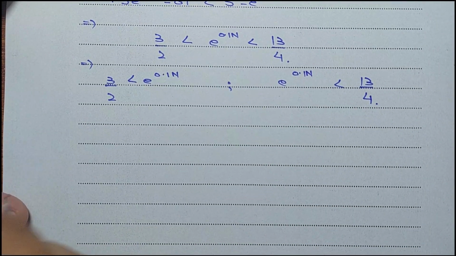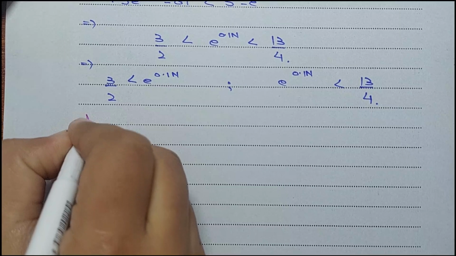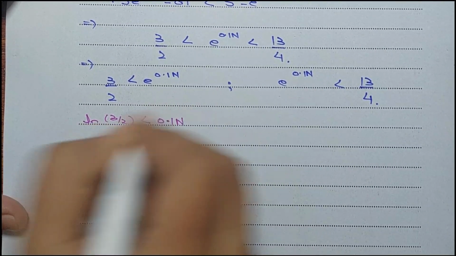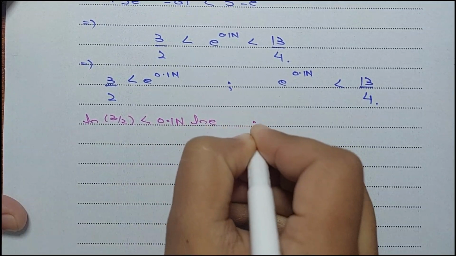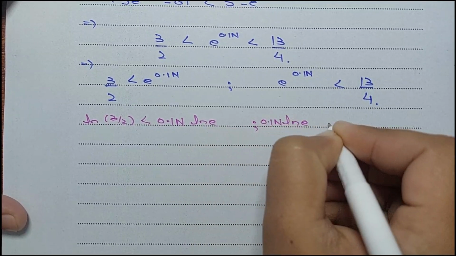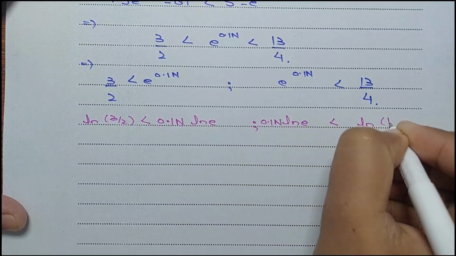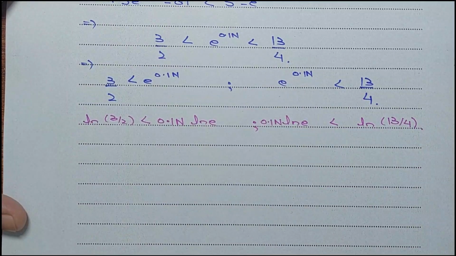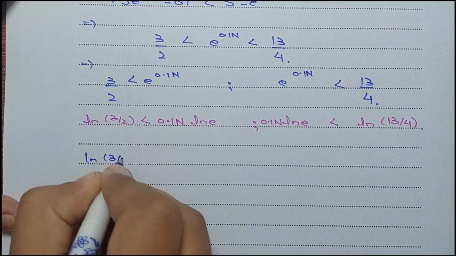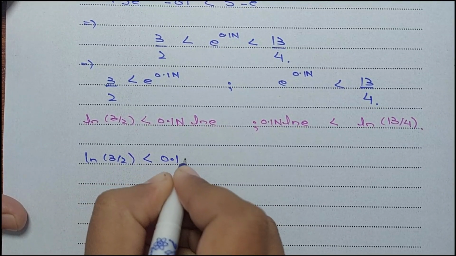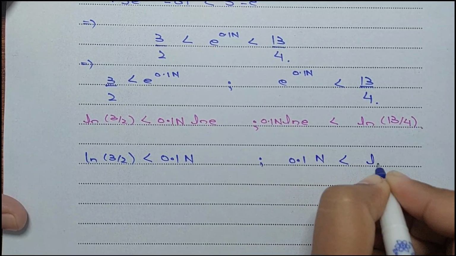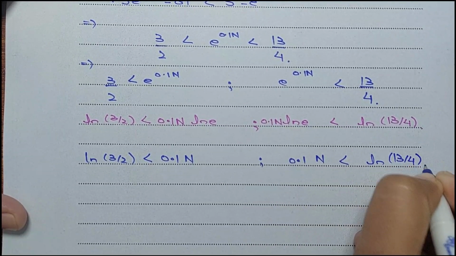To solve for n, we can take the natural log on both sides. So ln(3/2) is less than 0.1n times ln(e), and on the other hand 0.1n times ln(e) is less than ln(13/4). Okay, so ln(e) is just 1, so ln(3/2) is less than 0.1n. ln(e) is 1, so 0.1n is less than ln(13/4), right?